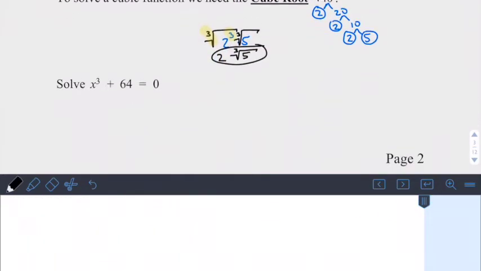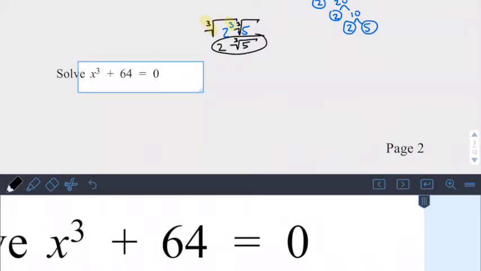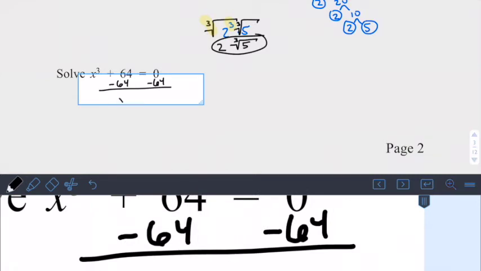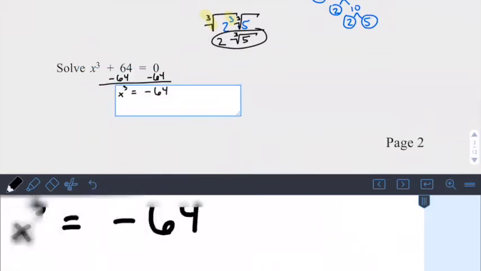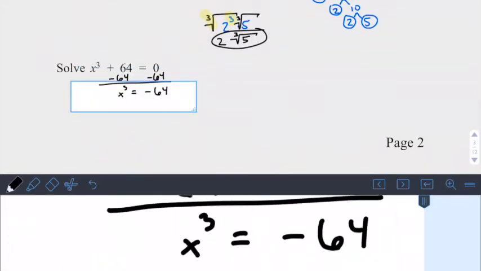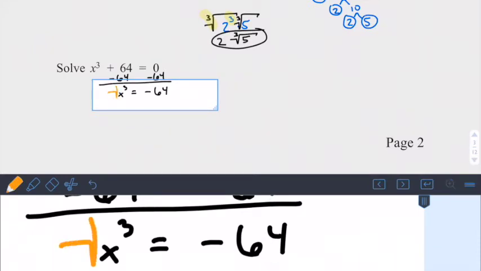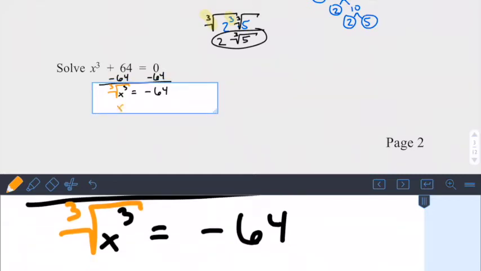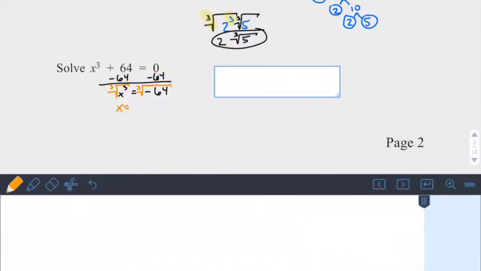Okay, so we're going to use that right now to solve this. So remember, I've used my natural instincts of solving, and I'm going to move 64 to the other side. So minus 64. And we have x cubed equals negative 64. Well, now I'm going to undo my cube with the cube root. So my cube root will cancel my x cubed, and I'll just have x. And then I'll need the cube root of negative 64. So what I need to do is I need to take my negative 64 and break it down.